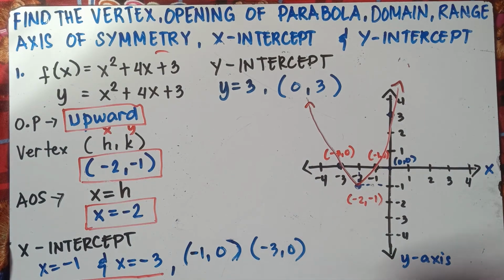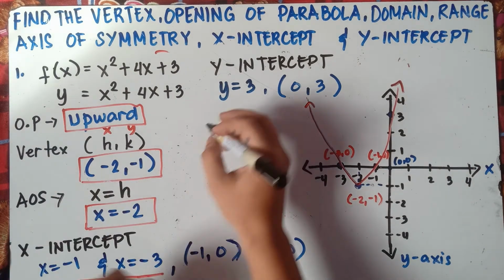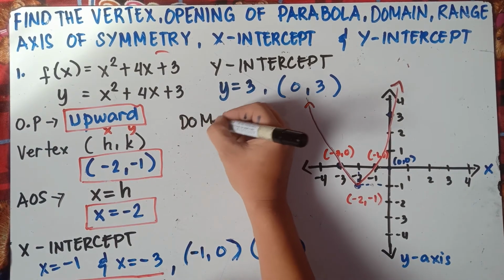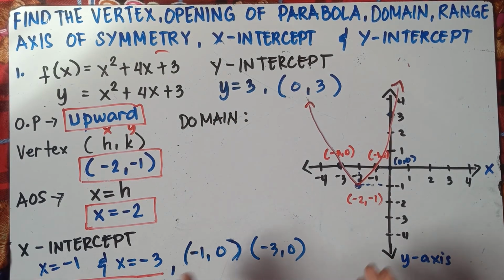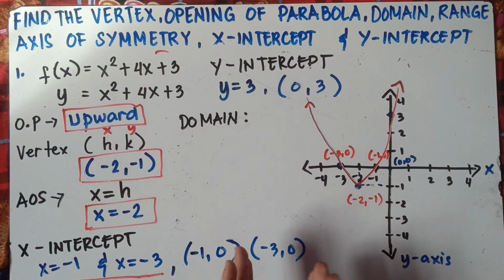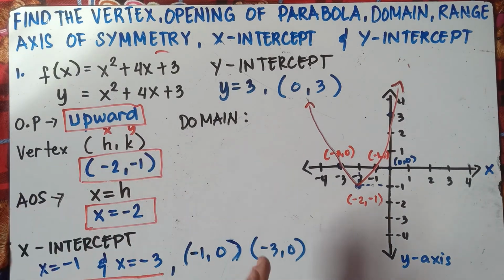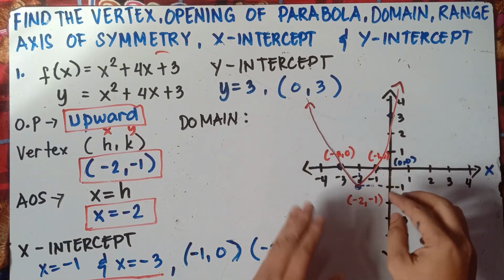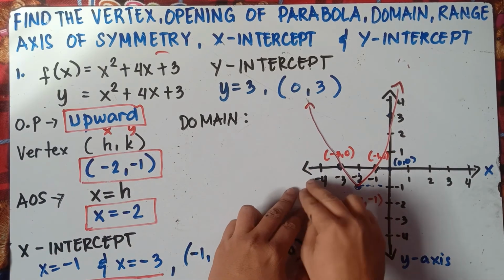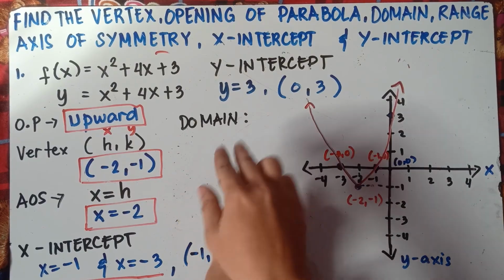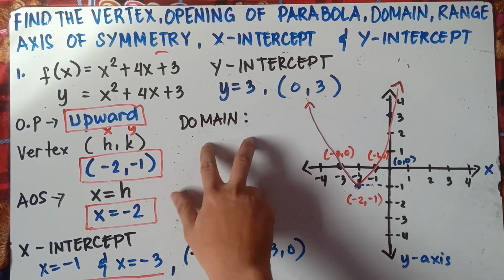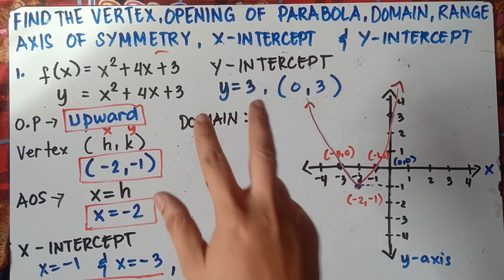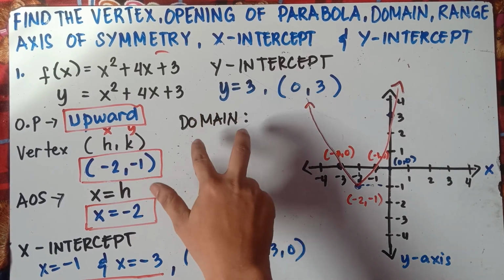Now to find the domain, so let's find the domain, class. Since our graph will extend, it will go bigger and bigger to the right and to the left. So all of the x values, class, will be included: -4, -5, -6, -7, -8. Once again, class, the domain means the x values.